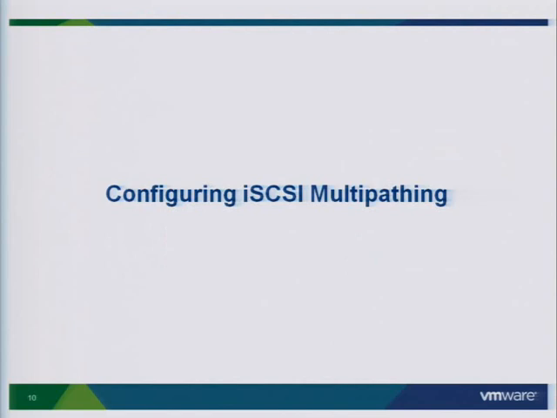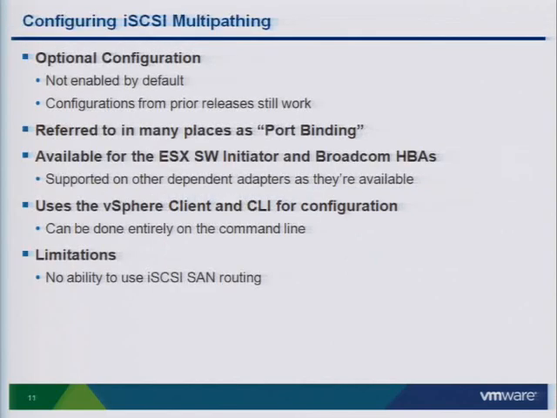So here's where we get into how you actually configure this on your ESX host. I want to point out that configuring iSCSI multipathing is optional. If you turn on the software iSCSI initiator on your ESX host, it will just work. You don't need to do any of this configuration. If you upgrade from a pre-4.0 installation, it will work just fine. Everything will be configured properly. You don't need to make any changes if you don't want to.